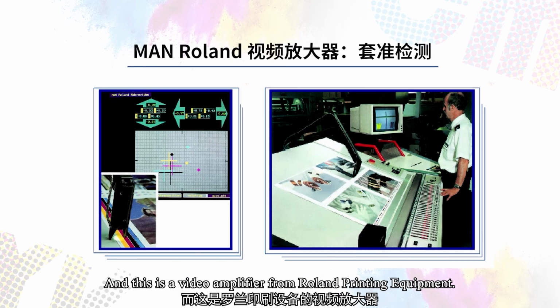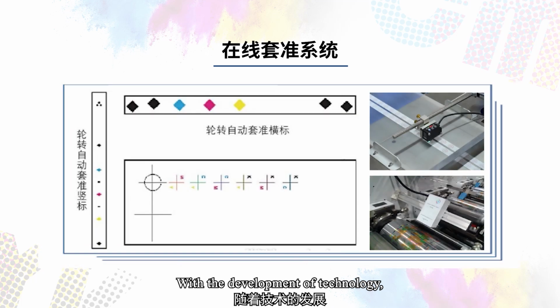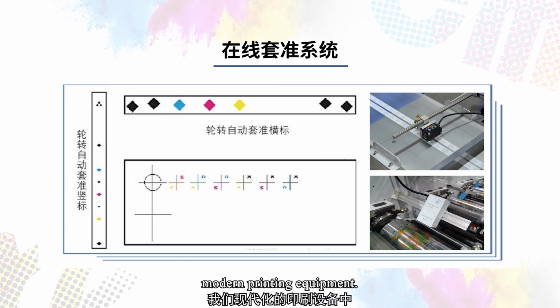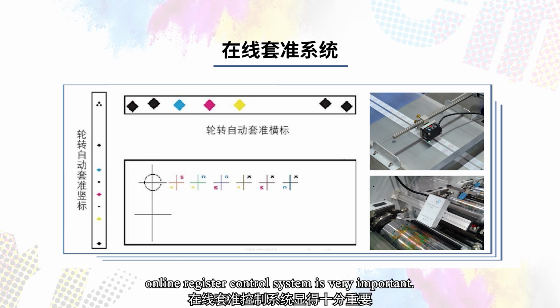And this is a video amplifier from Roland printing equipment. It's also used to control register in printing. With the development of technology, online registration control systems are increasingly being applied to modern printing equipment, especially for web-fed offset printing presses. The online register control system is very important.